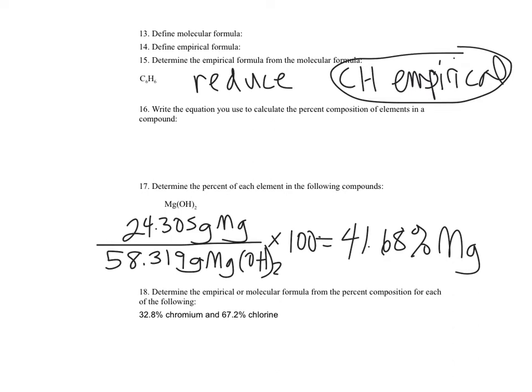Then you've got to repeat the process for oxygen and hydrogen, accounting for the parentheses outside of the OH having a 2, meaning you have 2 oxygens. So you've got to repeat the process with 2 oxygens on top, divided by 58.319 times 100 to get oxygen's percent. Then you've got to repeat the process to get the hydrogen's mass. So you've got to repeat for each different element.